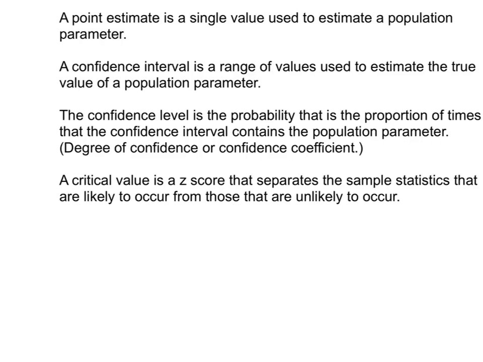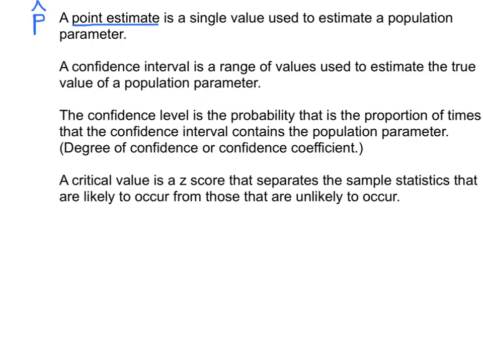So here we're going to look at some definitions. Our first definition is what we call a point estimate. It is a single value used to estimate a population parameter. The variable we use for that is a P with a hat over it, and that is our point estimate. The next is a confidence interval. A confidence interval is a range of values used to estimate the true value of the population parameter.